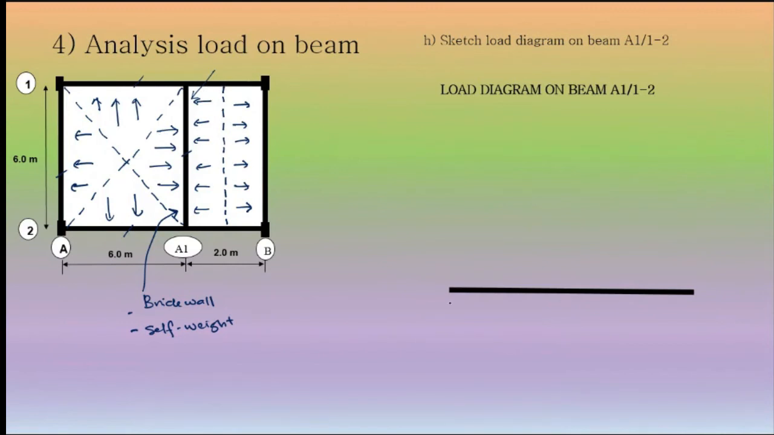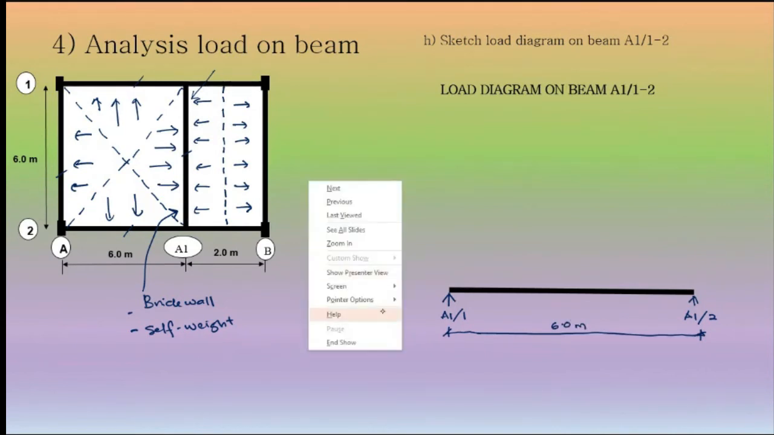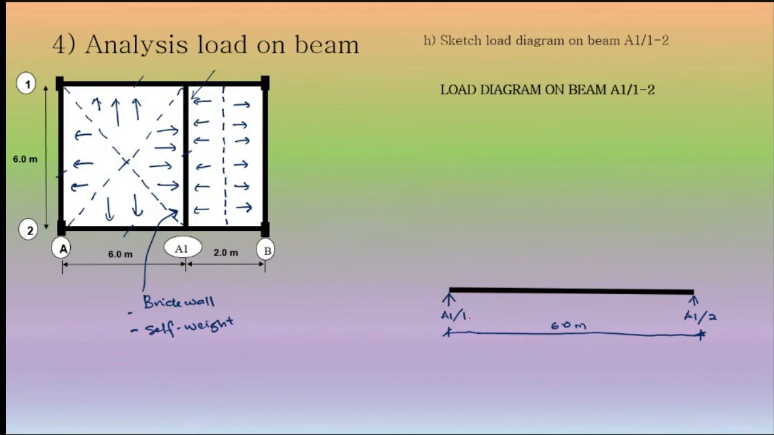Okay, first, buat satu line untuk beam. Then kita name it kat sini, A11 and A12. Just sketch the diagram without stating the value. And the span of this beam is 6 meter, right? So let's sketch the load on this beam. We start with what? Safe weight. Okay, start with safe weight.